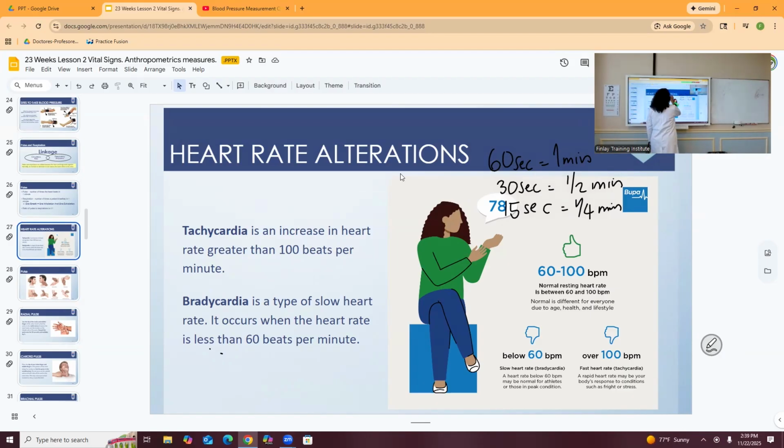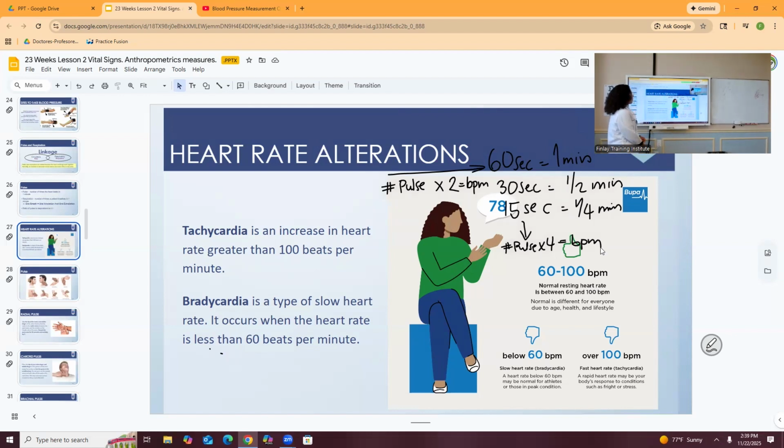So you can use the whole minute, staying the whole minute on the wrist of the patient, feeling how many pulses you feel, or you can use half a minute. And if you use half a minute, you're going to multiply the number of pulses that you feel by 2, and that is going to give you the beats per minute. Or you can use the 15-second one, meaning the number of pulses that you feel multiplied by 4, and that is going to give you the beats per minute.